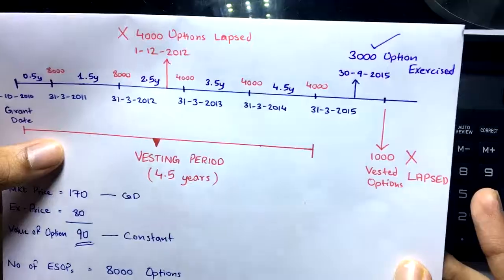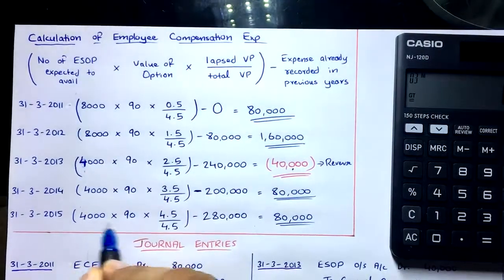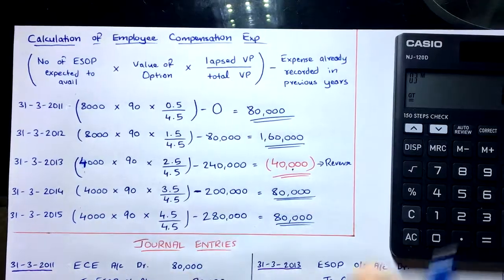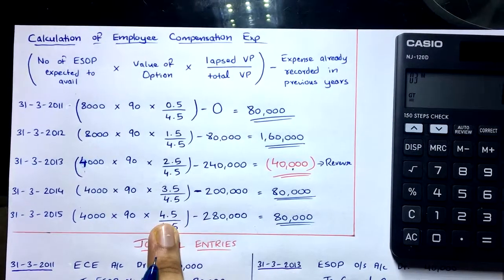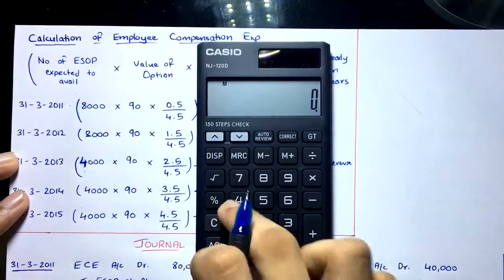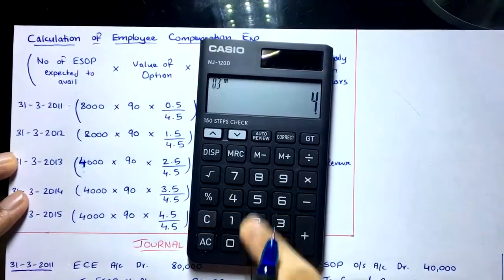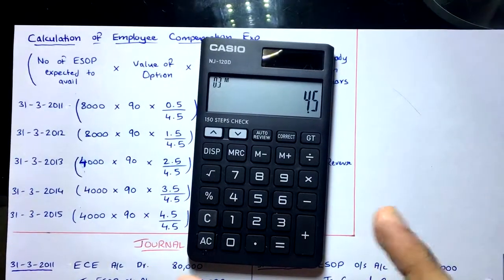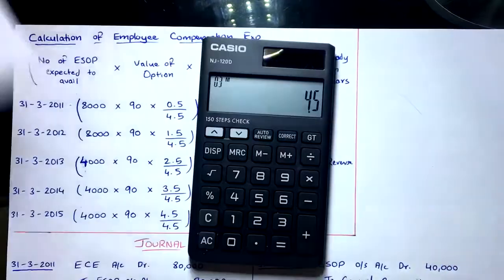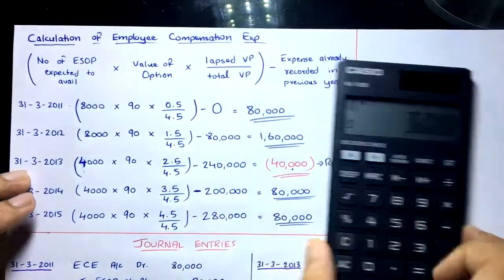And then we have reached the end, see here, 31st 3 2015, just before the exercise period. Now here also we can safely assume 4,000 options will be exercised in future. So 4,000 into value of option into 4.5 by 4.5. Now this will get cancelled out, but I'm just doing it because of the format, right? So see here, 4,000 into 90 into 4.5, the entire vesting period has been passed till 2015, and the total vesting period is divided by 4.5, so that's equal to 3,60,000.